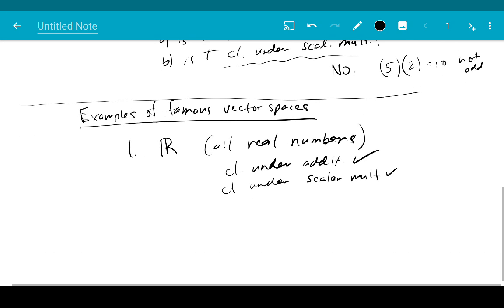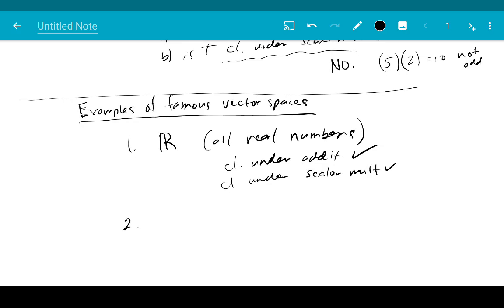All right, so how about this? It turns out not only R, but as another example, what about maybe R squared? What do we mean by R squared? That's all two-dimensional vectors. Okay, that's what we call R squared. That funny-looking R is the set of all real numbers.